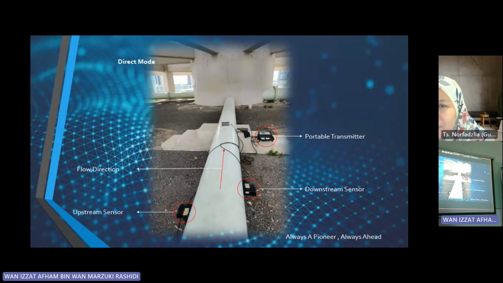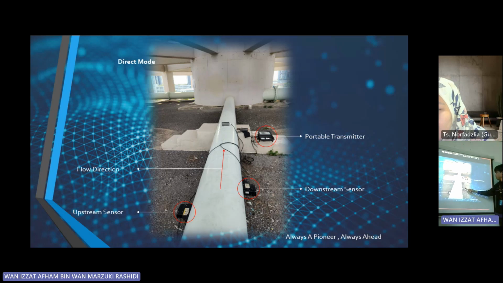Okay. Here we have an actual picture from the Pengurusan Air Selangor in Sepang. And this one will be using a direct mode. First one, I will talk about the portable transmitter. Up here, we place it on the stairs. And then there are two cables laying on top of the pipe.